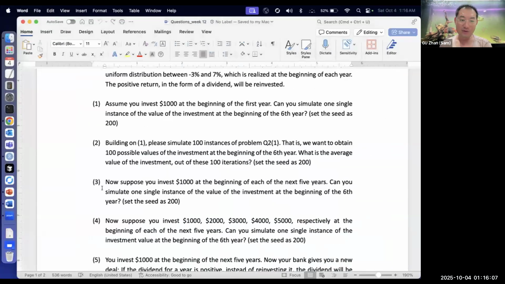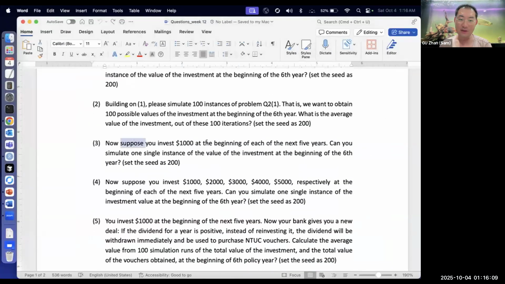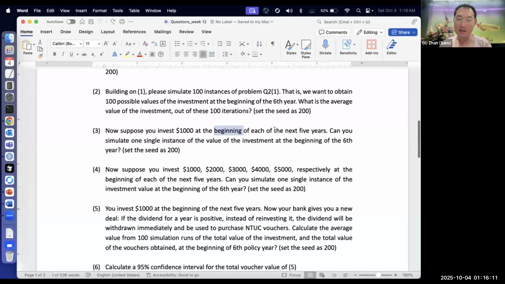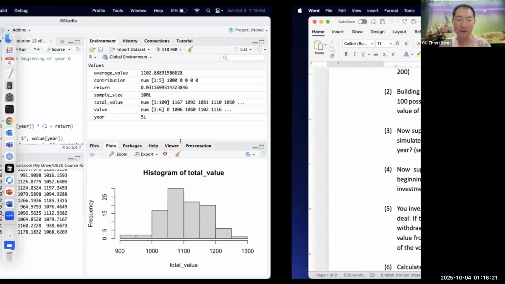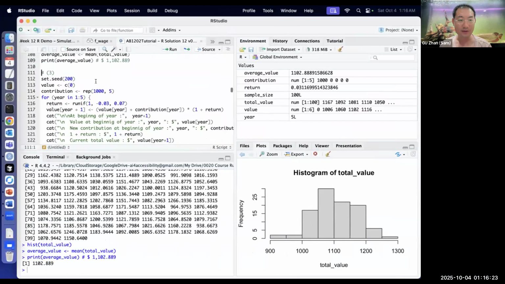Okay, so question 3. Now suppose you invest 1000 at the beginning of each year for the next 5 years. Can you simulate one single instance of the value of the investment at the beginning of year 6? Set the seed as 200. Okay, so this is the extension here.